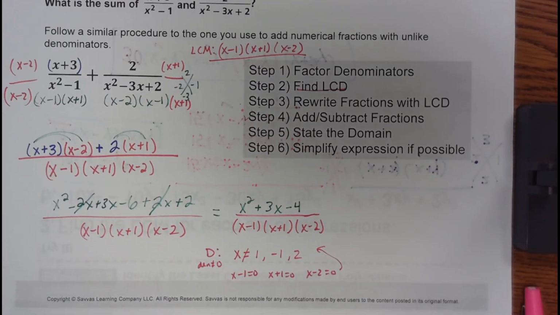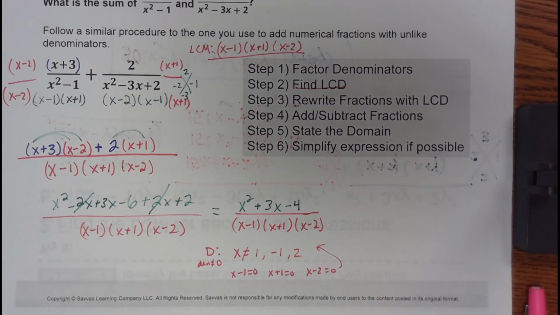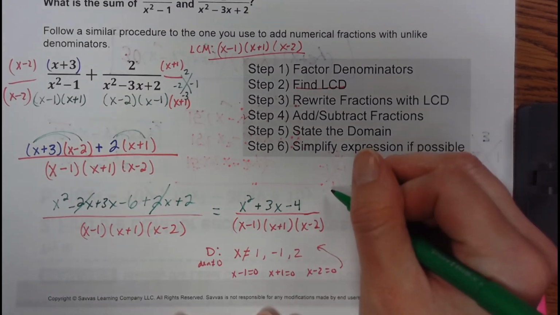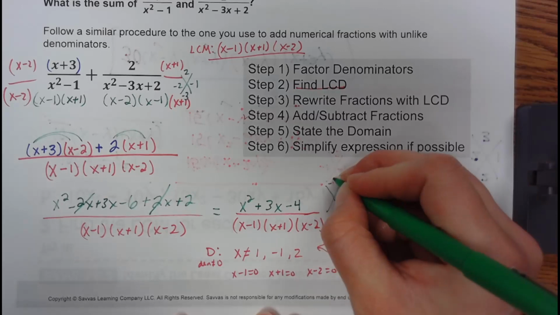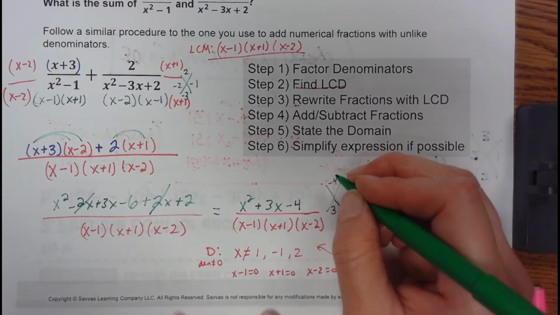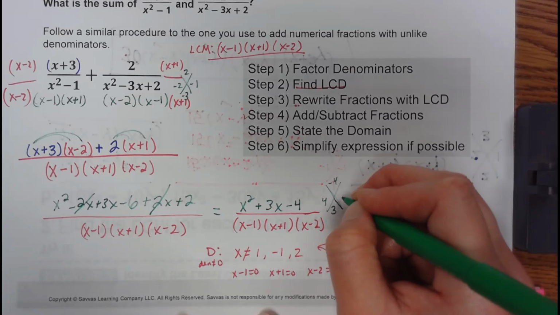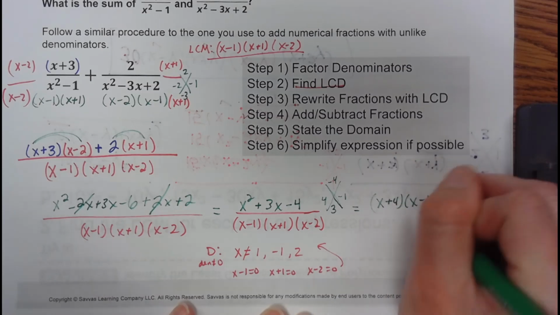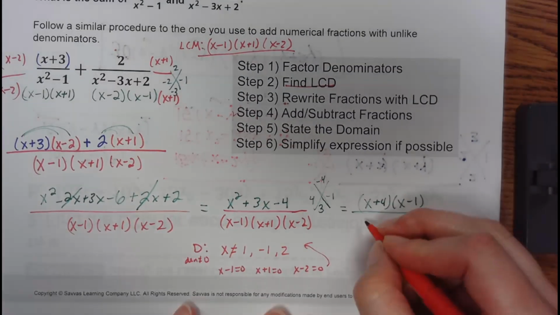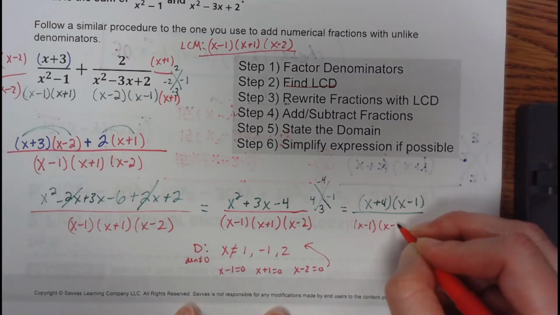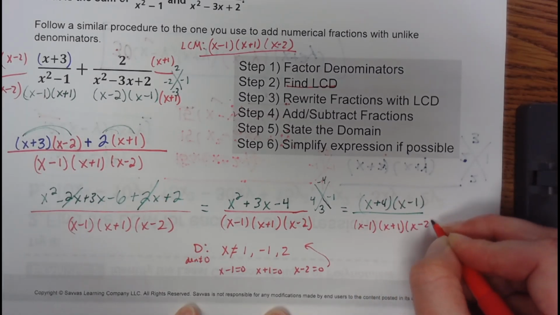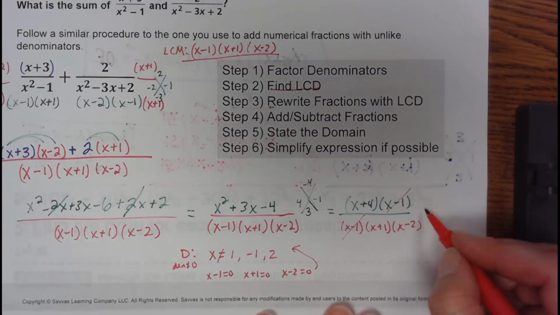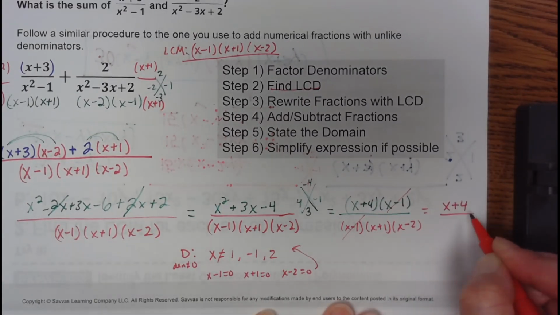Okay, our last step is to simplify if possible. So all that means is we're going to check the numerator. Does this factor? And we got a negative 4 and a positive 3. So what multiplies to negative 4 and adds to positive 3, it indeed factors. So now this becomes a problem like we did a little earlier in this topic. And so we are going to simplify out, and we get our final answer of x plus 4 over x plus 1, x minus 2.